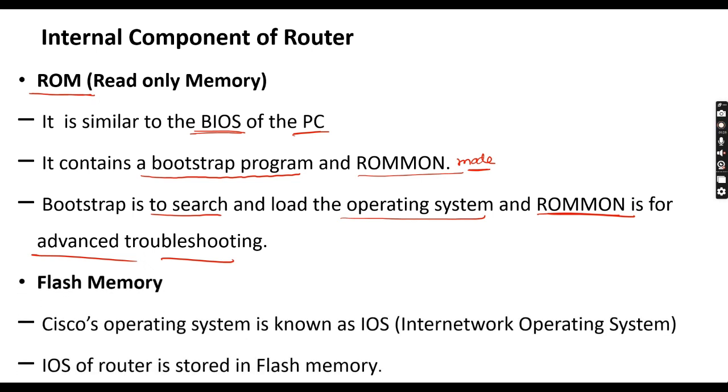Next we have flash memory. Flash memory is a special memory in Cisco routers where the Cisco operating system is stored, known as IOS, Inter-Network Operating System. Just as PCs have Windows or Linux and Android has the Android operating system, Cisco devices have IOS. This IOS is stored in the flash memory of your routers. It's a permanent memory.